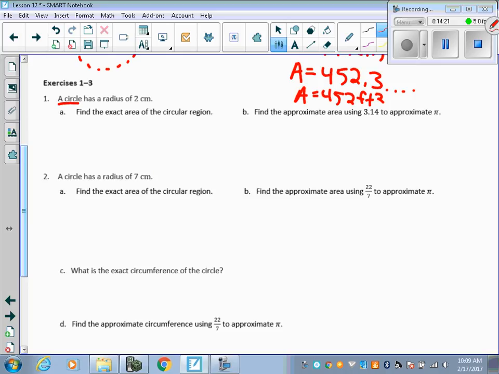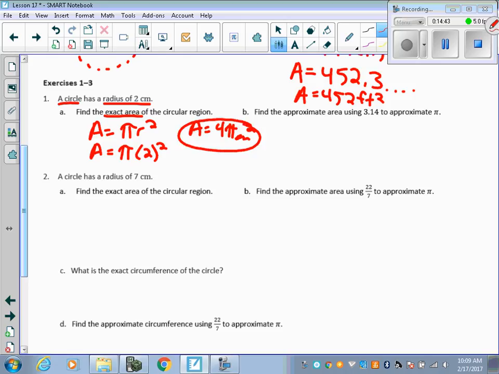So a circle has a radius of 2 centimeters. Find the exact area. So area equals pi r squared, and we know the radius is 2. So area equals pi times 2 squared. 2 squared means 2 times 2, which is 4. So area equals 4 pi, and this would be centimeters squared. That's it. That's the exact answer.